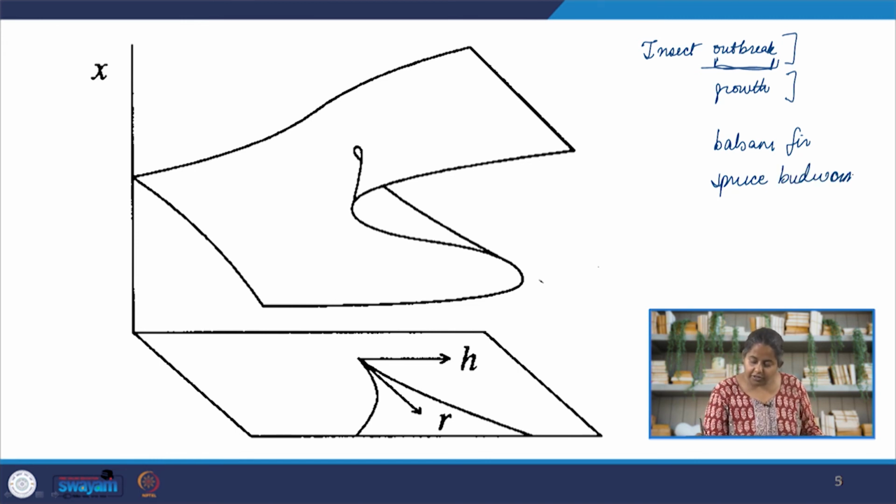Now, I'm going to teach you this insect outbreak model in the next lecture, but do take time between this lecture and the next to think about how you're going to model this. We are going to use almost exclusively the concepts that we have covered so far.